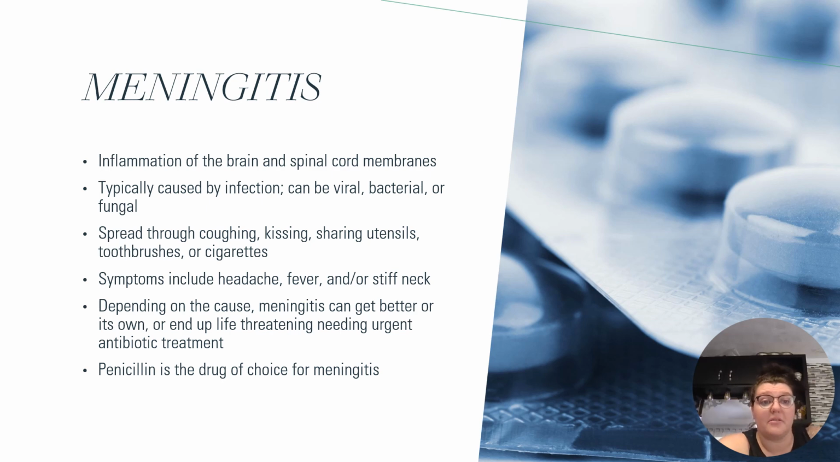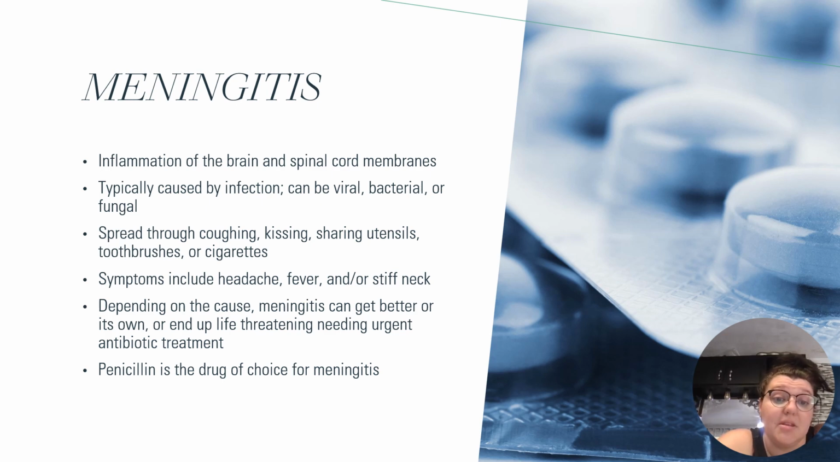We're going to talk a little bit about meningitis. This is an inflammation of the brain and spinal cord membranes, typically caused by infection. These can be viral, bacterial, or fungal. It can be spread through coughing, kissing, sharing utensils, toothbrushes, or cigarettes, which is gross anyways. Don't share your toothbrush. Symptoms may include a headache, fever, and or stiff neck.